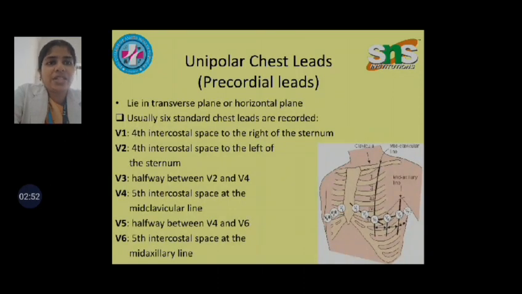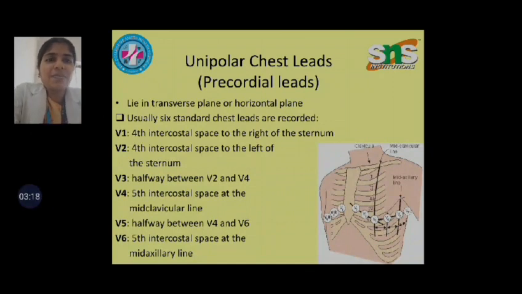And unipolar chest leads. Unipolar chest leads lie in the transverse or horizontal plane, and V1, V2, V3, V4, V5, and V6 are called unipolar chest leads. Lead 1, lead 2, lead 3 are also called bipolar limb leads. Here V1, V2, V3, V4, V5 and V6 are the unipolar chest leads.